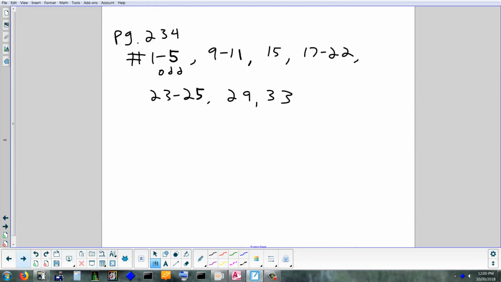Okay, so homework tonight is 1 through 5 odd, 9, 11, 15, 17 to 22, 23 to 25, and 29 and 33. Not every question is graphing. There are some, but I think one sheet of graph paper should be plenty. If you want another one, go ahead.